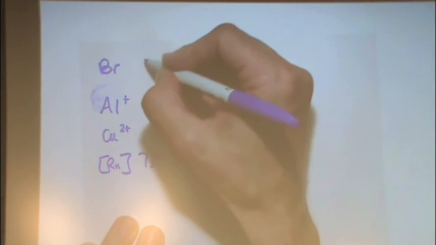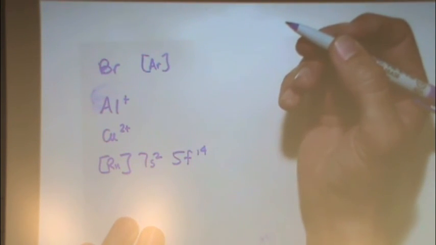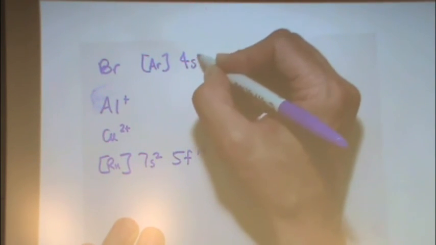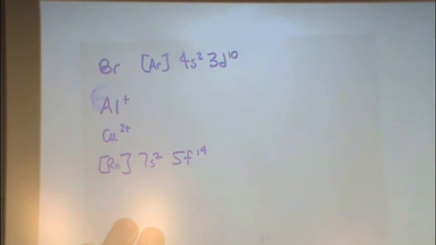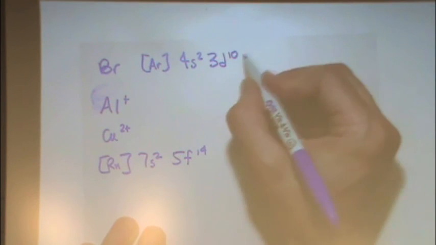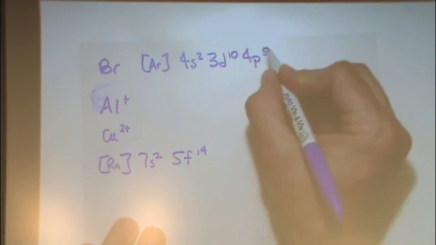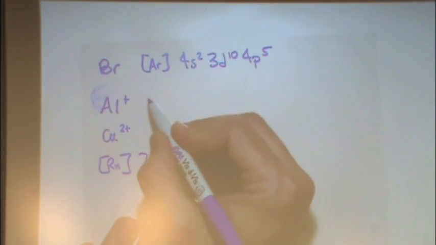So for bromine, the previous noble gas would be argon. Then to go to calcium, it's 4s2. Then you go through the 3d block, so 3d10, which takes you to zinc. Then bromine is on the 4p level, and there's 1, 2, 3, 4, 5 of them.